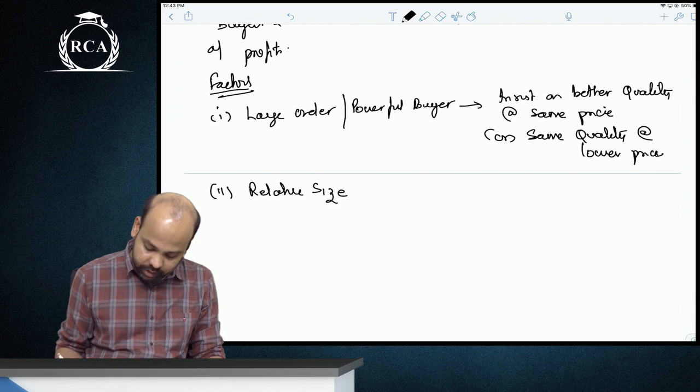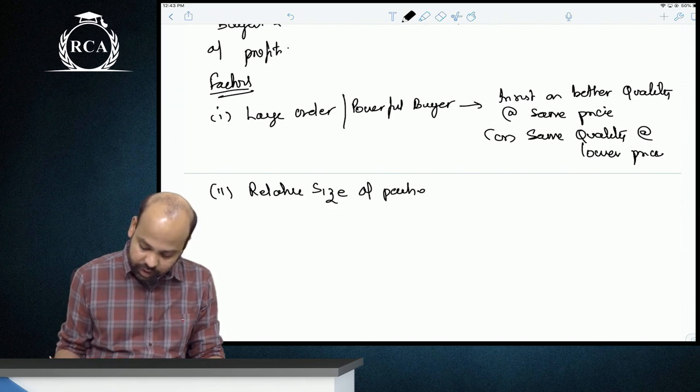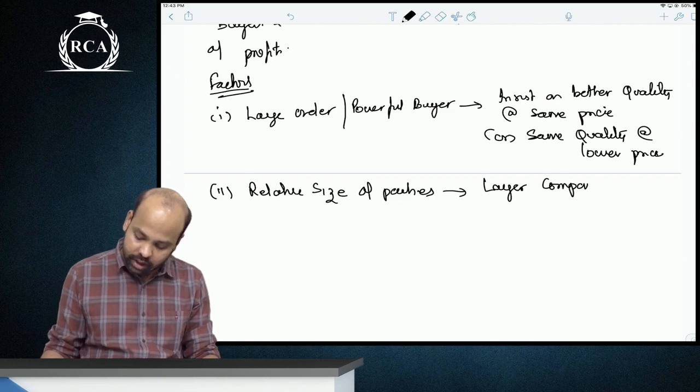Relative size of parties. A larger company usually has a higher bargaining power.